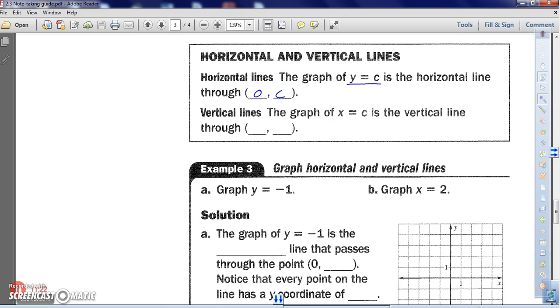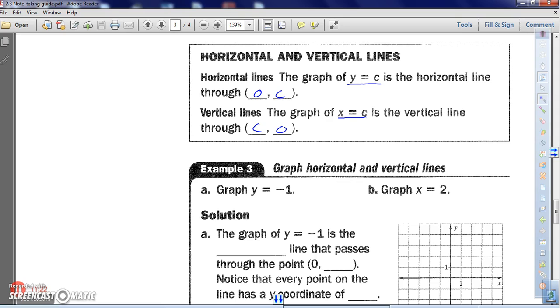A vertical line, on the other hand, the one that goes straight up and down, well, that's going to look like x equals a constant. And so that would be the point c, 0. And that'll tell us a point that line goes through. It gives us the x-intercept.